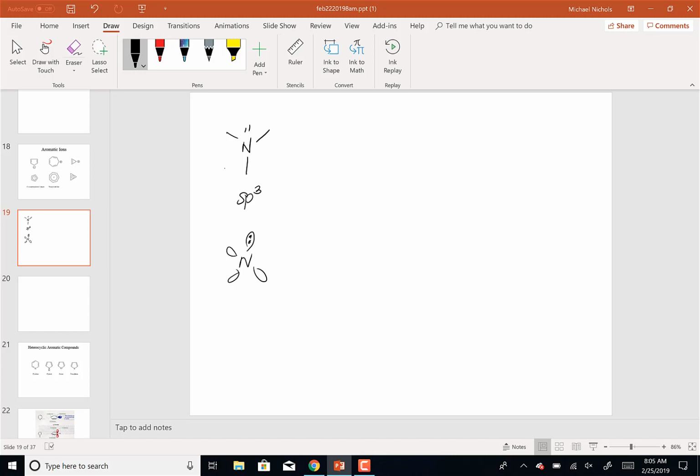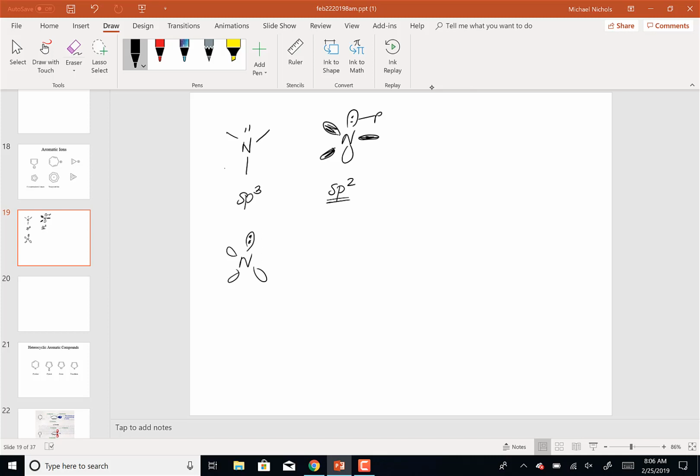But nitrogen doesn't have to do that. Nitrogen could decide to go into an sp2 hybridization. And if it did that, it would look like this. You would have your 3 sp2 hybrid orbitals, and then you would have the lone pair in the unhybridized p. So nitrogen can choose to either be sp3 or sp2 hybridized.